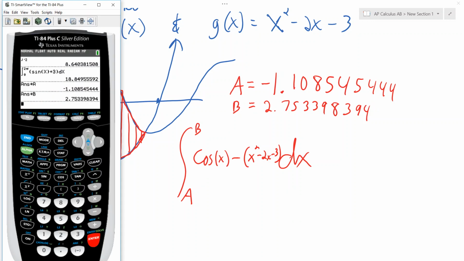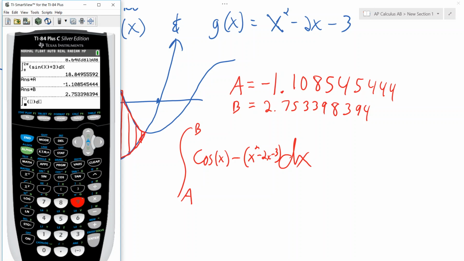In your calculator, you're going to hit Math 9. You're going to say, hey, go from A to B, just alpha A, alpha B. And I like using y1 and y2. I put cosine into y1, put my other function into y2.